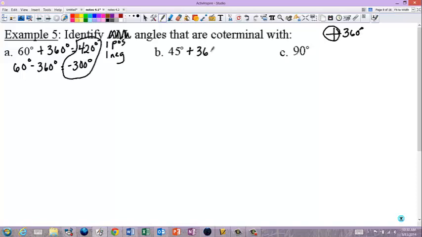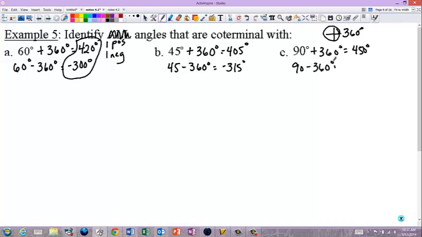So I add 360, and I get 405. And I subtract 360. Negative 315 maybe. 90 plus 360 is 450. 90 minus 360 is negative 270, I believe.